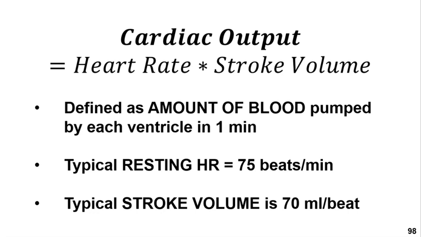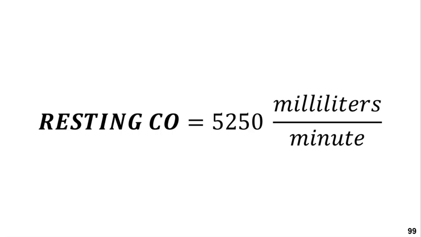So with an end diastolic volume of 120 milliliters per beat and an end systolic volume of 50 milliliters per beat, that gives us 120 milliliters per beat minus 50 milliliters per beat, which leaves us with a stroke volume of 70 milliliters per beat. Using the typical resting heart rate of 75 beats per minute multiplied by the typical stroke volume of 70 milliliters per beat, we can calculate a resting cardiac output of 5,250 milliliters per minute.